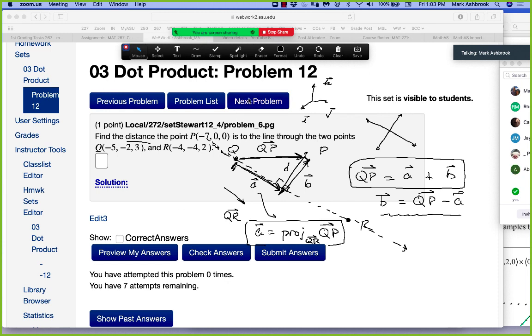And then the next problem, similar, is this Gandalf problem.